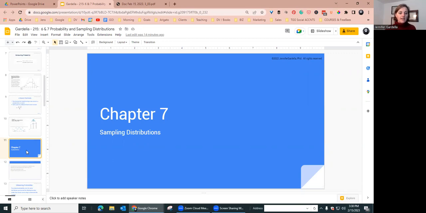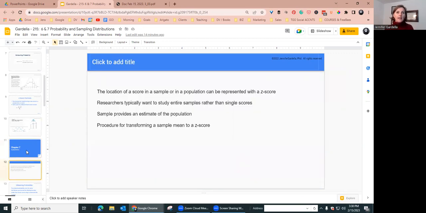So chapter 7 is all about, well, it's nice to think that we're always just going to draw one sample. The question is, what if there are hundreds of thousands of samples available to us? The location of any score in a sample can be represented with a z-score. So that's what we've been working on. You have one score in a sample that you've taken. You want to know that score's z-score. However, when you sample from a population, since there are so many options, we need another procedure for that z-score.